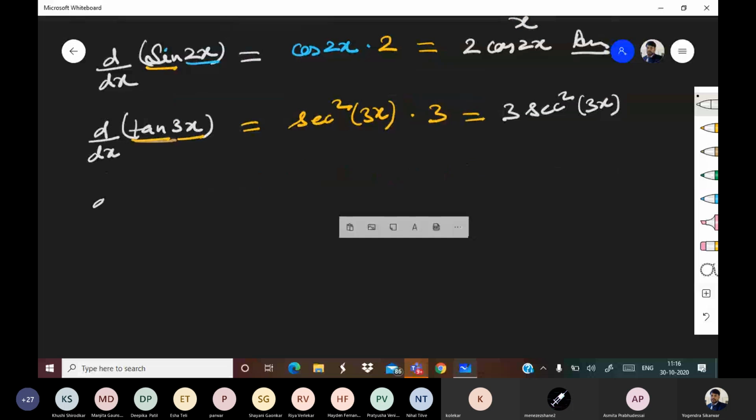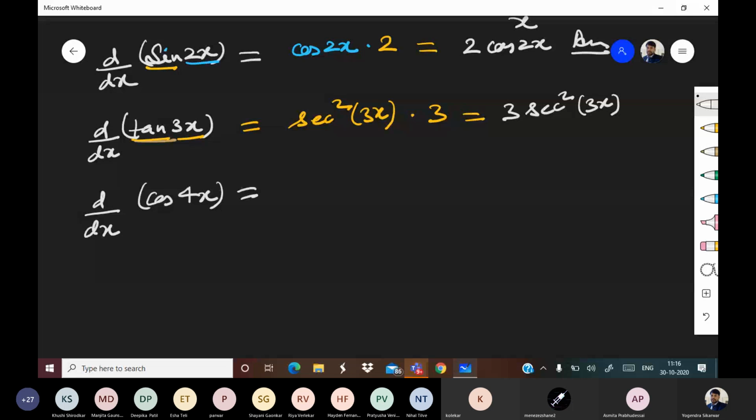One more question. D by dx of cos 4x. Tell me the value. D by dx of cos 4x.